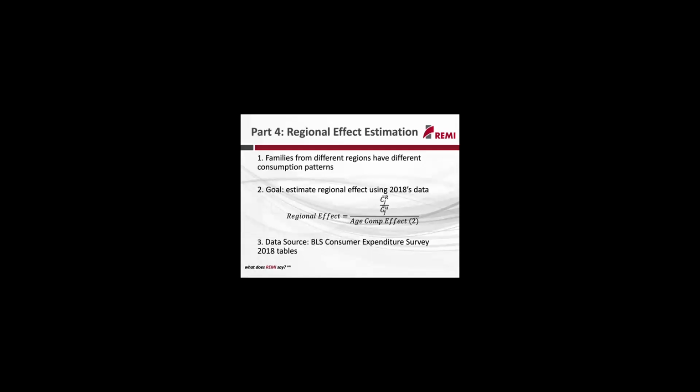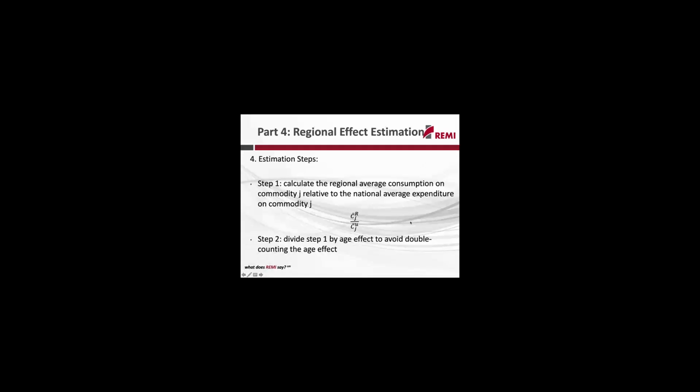The last part is about the regional effect estimation, which captures the different consumption patterns for the families in different regions. The data is also from the BLS consumer expenditure survey tables. And here we have two parts to estimate: the denominators, which we have estimated in the last part, and the numerators. The numerator is just a relative consumption. That's the regional average consumption on commodity J divided by the national average consumption on commodity J.